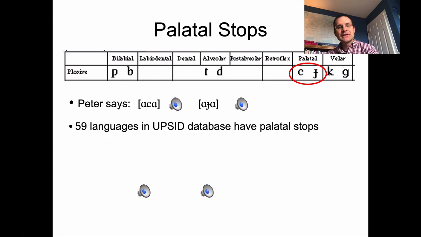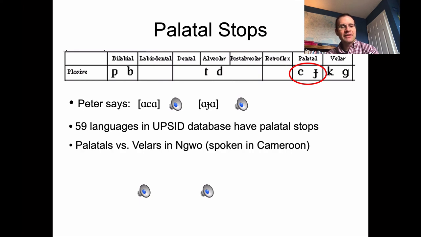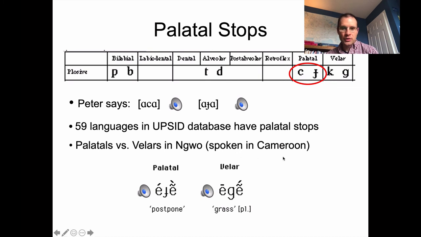In the database, we have 59 languages that have palatal stops. Like I said, there's a pretty precipitous drop-off here from the large numbers we got for the other three places of articulation. I've got some examples of palatals versus velars in a language called Ngie, which is spoken in Cameroon. And so these are two voiced options for both the palatal and velar stops. And we can listen to these and you can let me know what you think.